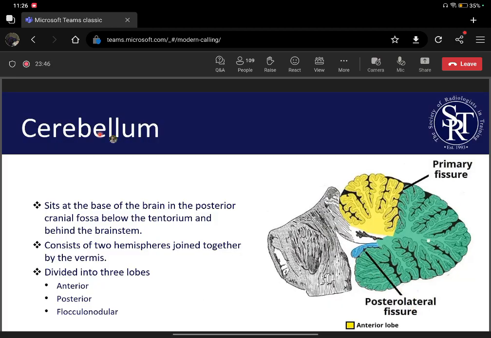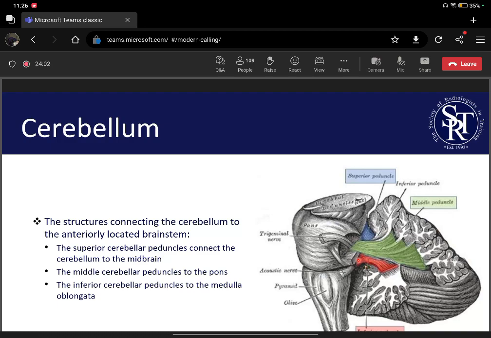The last part before I hand over to Alicia is the cerebellum, which sits at the base of the brain, and it has two hemispheres joined by a vermis. And it can be divided into an anterior lobe, posterior lobe, and a flocculonodular lobe. It is joined to the brain stem.